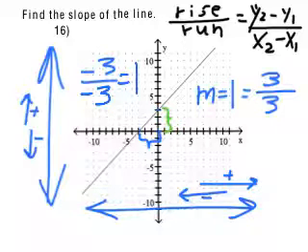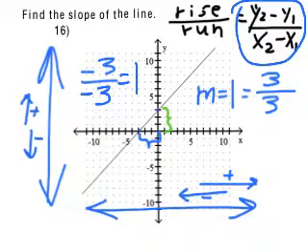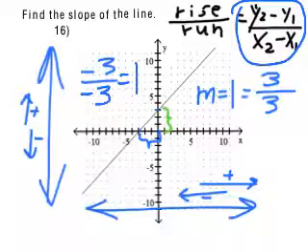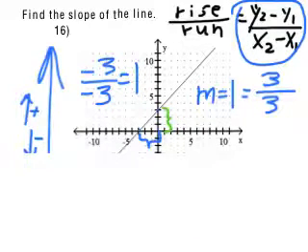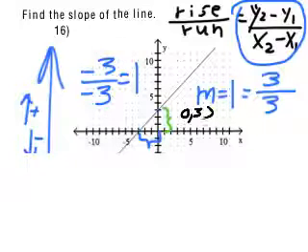If you wanted to, you could use this formula up here and find the same thing. We just have to figure out what our points are. So this one here, of course, is our y-intercept, right? So it's 0, 3. This point over here is negative 3, 0.